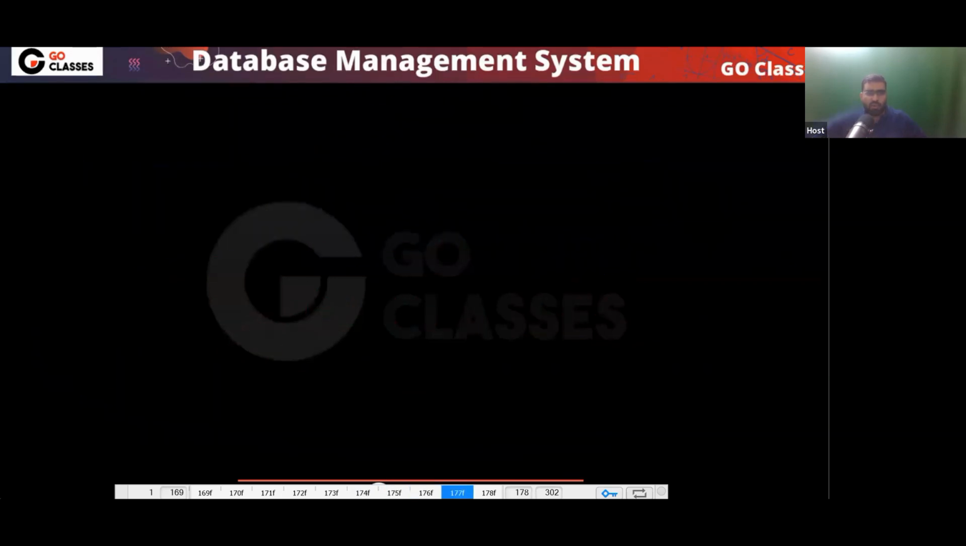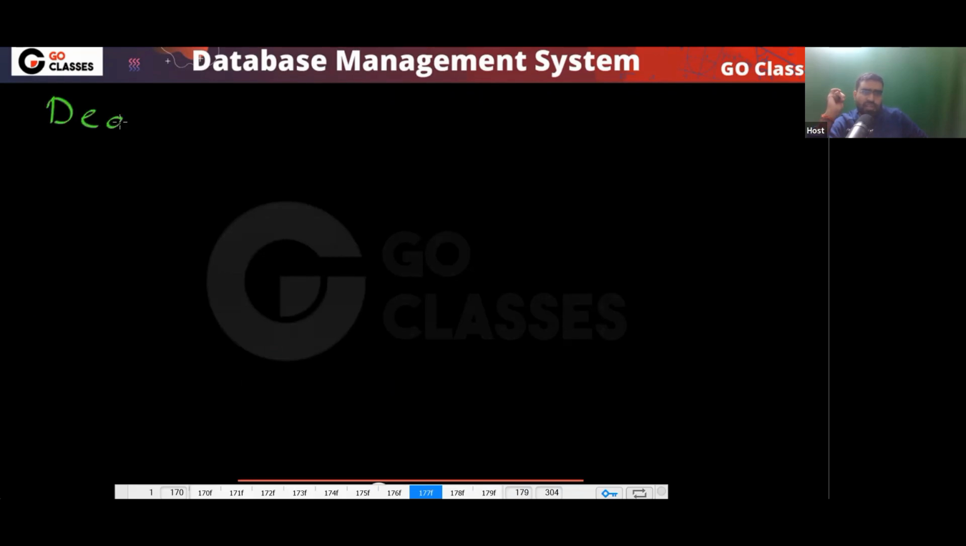For deadlock detection, what can you do? In the operating system, what do you do for deadlock detection? Tell me. You create a graph, a resource allocation graph, in the operating system. Here you create something called a wait for graph.